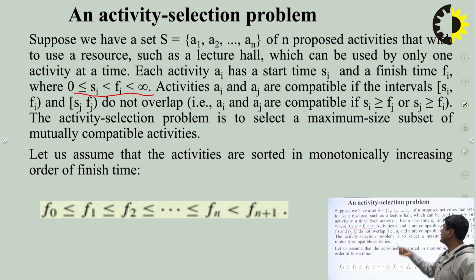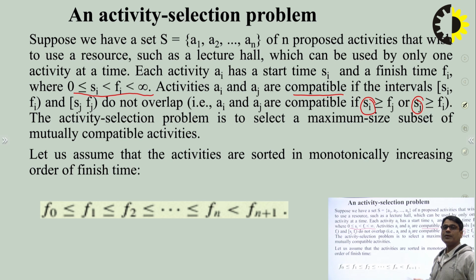Now we have to find out the compatible activities. What are the compatible activities? Activities Ai and Aj are compatible if the intervals [Si, Fi) and [Sj, Fj) do not overlap. Then it is only compatible. Means Ai and Aj are compatible if the start time of i is greater than or equal to the finish time of j, or the start time of j is greater than or equal to the finish time of i.